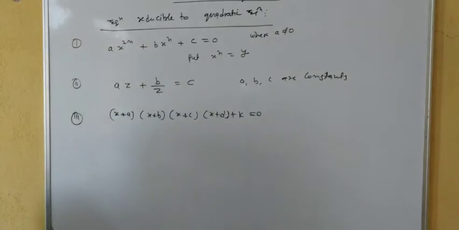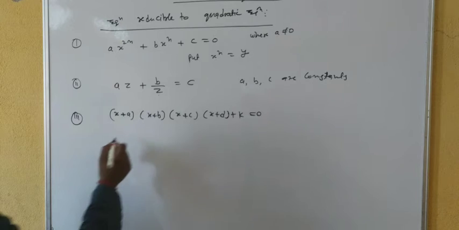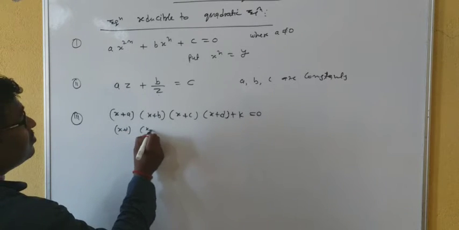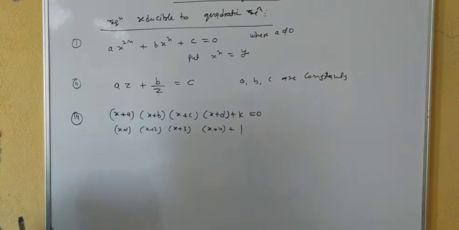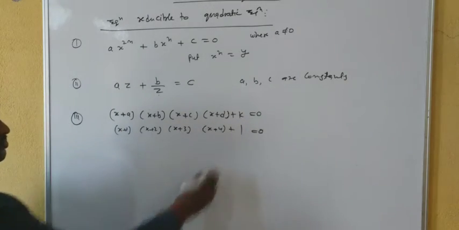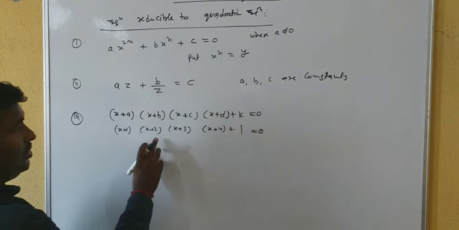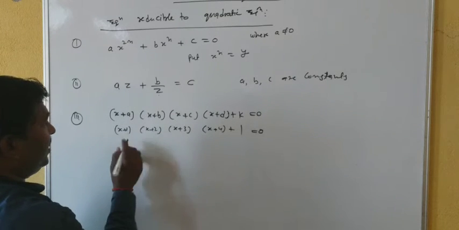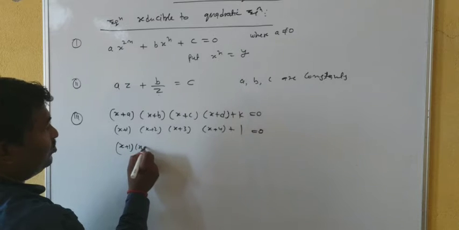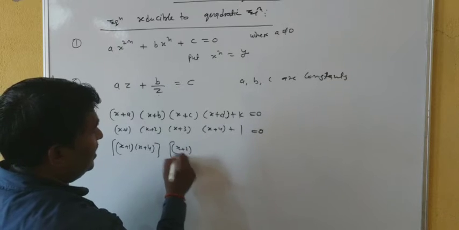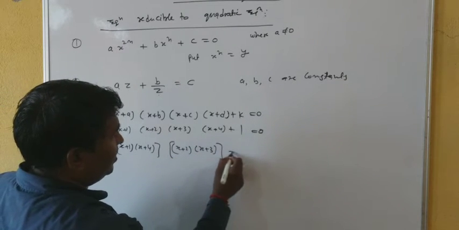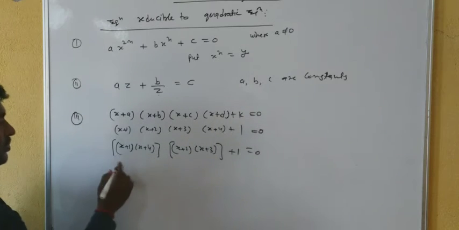For example, there is a question: x plus 1, x plus 2, x plus 3, x plus 4, plus 1 is equal to 0. Suppose you have an equation like this. So see, here 2 and 3 make 5, and here 4 and 1 make 5. So take x plus 1 and x plus 4 together in one bracket, and x plus 2 and x plus 3 in another bracket, and solve them separately.